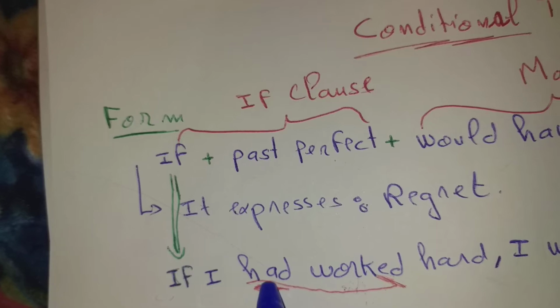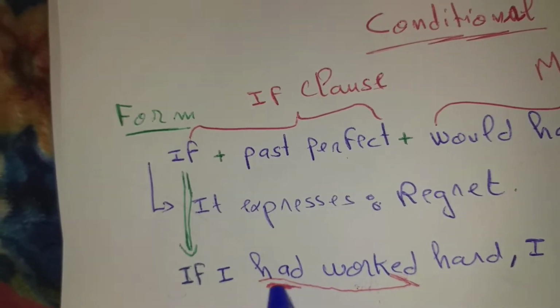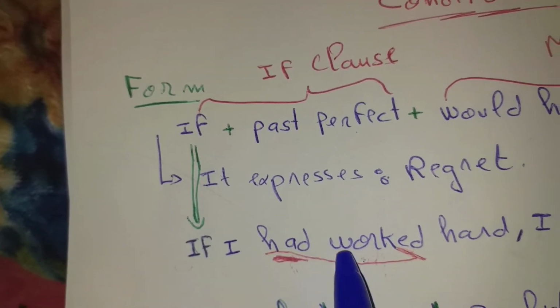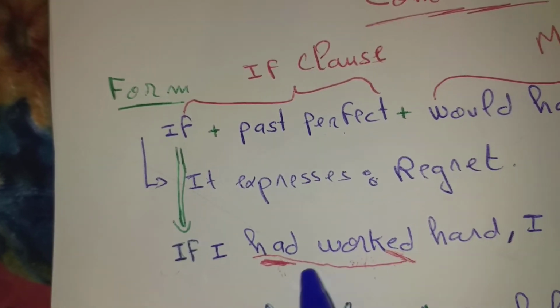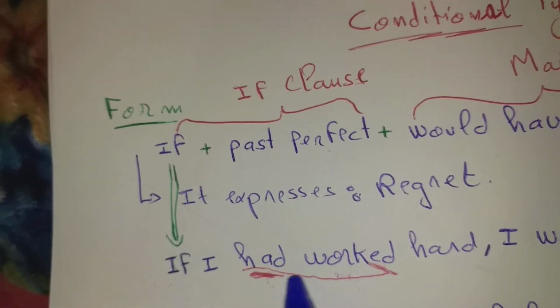For example here we have the verb work. We have if I had worked. Talk, if I had talked. Speak, if I had spoken. Eat, if I had eaten. So this is what we call past perfect.